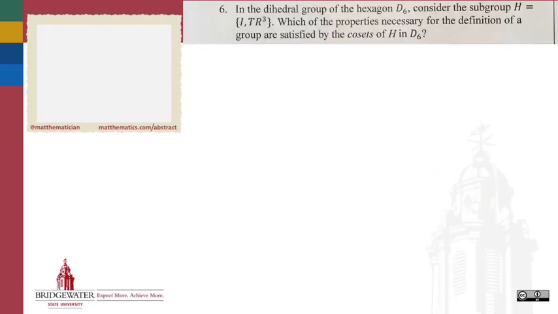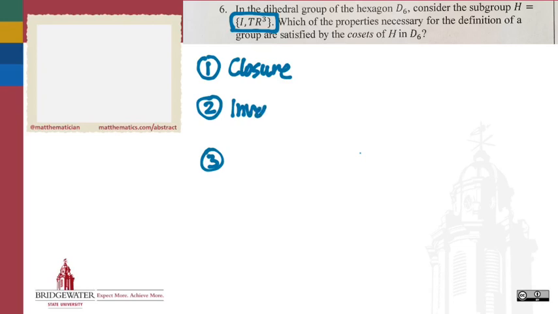So in problem 6, you're given the dihedral group of the hexagon and the subgroup I and TR cubed. And I'm asking which of the properties that would be necessary for the definition of a group are satisfied by the cosets of H in D6. So what are the properties that are necessary for a set of objects to be a group? Closure, inverse property, identity property. And we're assuming that associativity is already... yeah, let's add associativity as a fourth in parentheses.